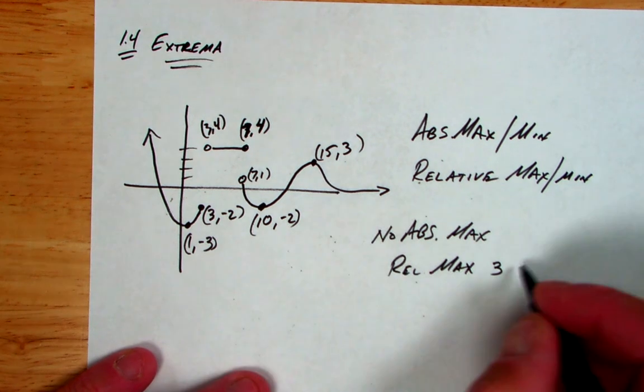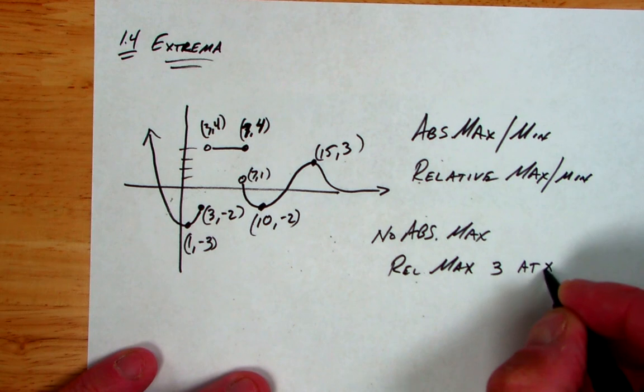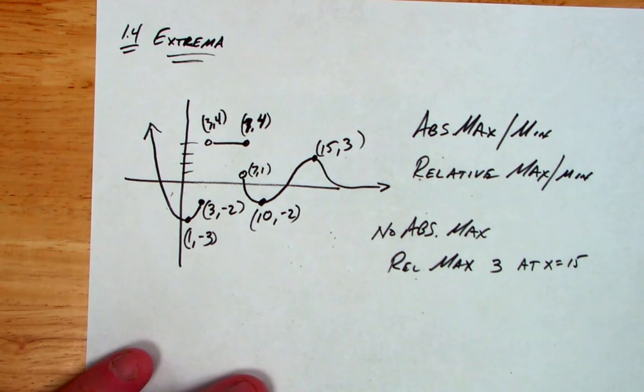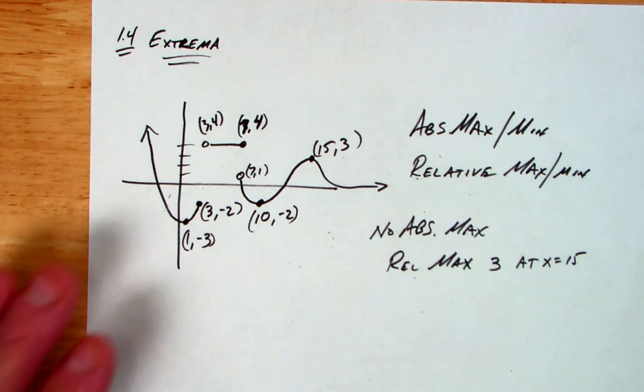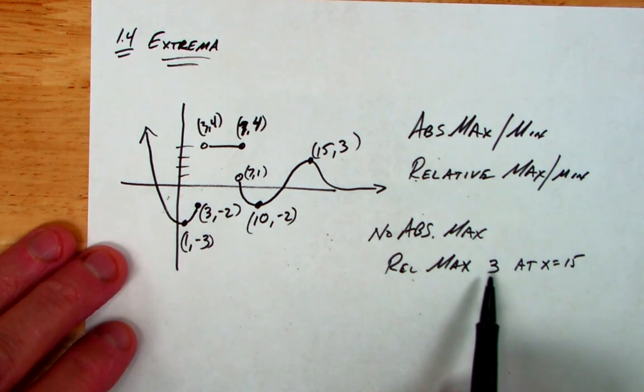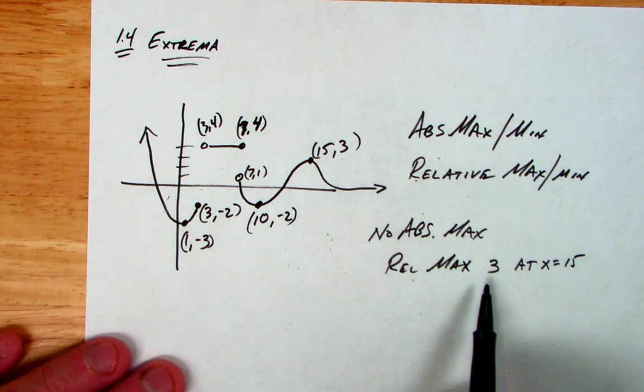When does it happen? At x equals 15. So why is it 3, 4 instead of 5? Well, that one, to tell you the truth, I'm not quite certain on that one. Usually when I'm talking about relative maximums and minimums, I don't put a constant function in there. But I did in this case because it's going to come up in an example later. So for the purposes of this problem, let's just ignore that little piece. Okay? But the relative maximum is 3 and it happens at 15.